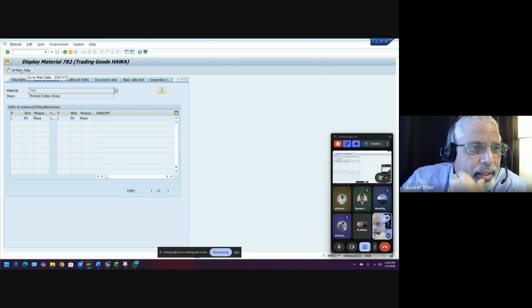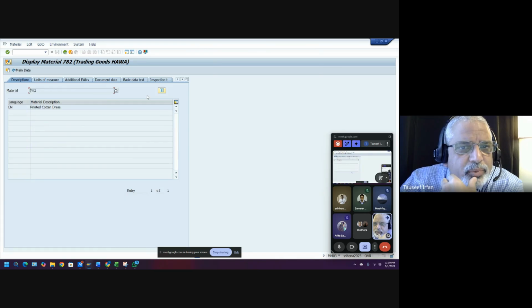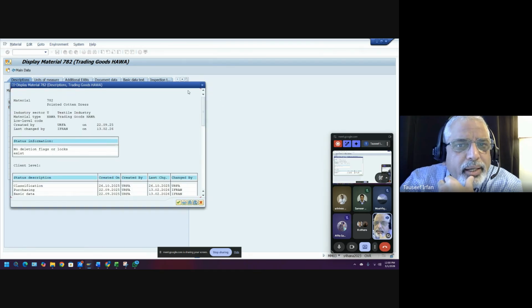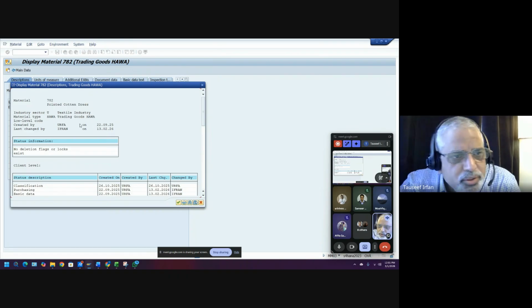Go back to the main data here. One more important thing here: you see this icon here, I. It's important. Click on this one and read this one. You see what is this? Industry sector. What is this material type? Trading goods. Created by whom? Urfa created it. I changed it. You see, everybody, the record is here. Very important to see. I did some changes on 13th February.